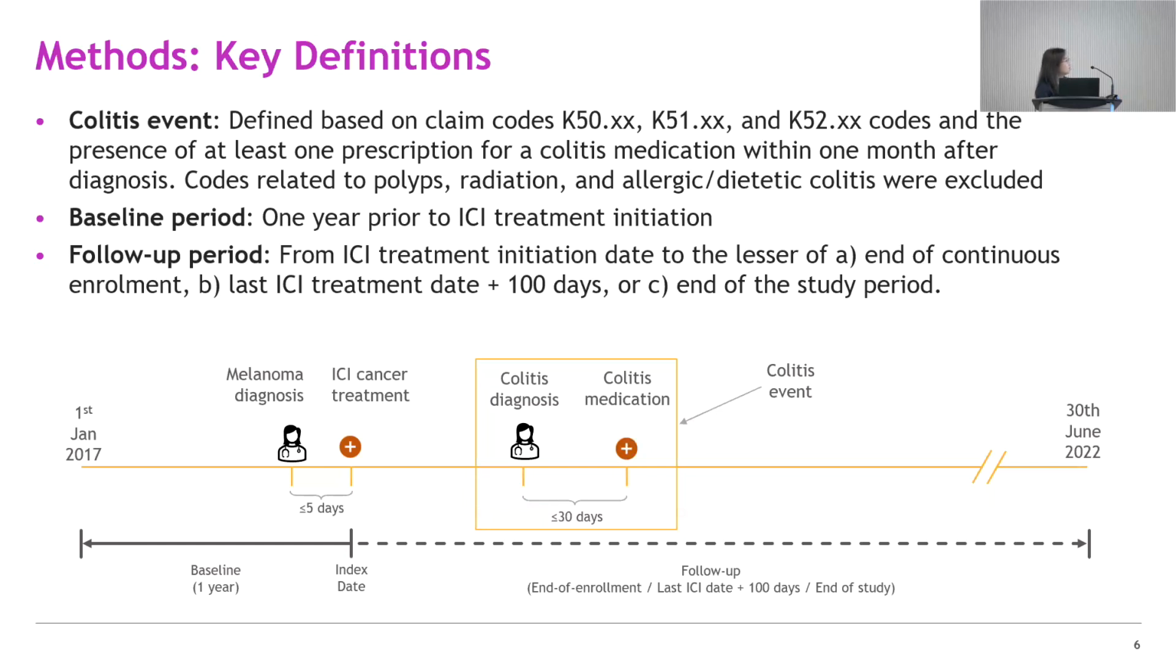The colitis events were identified during the follow-up period. We require patients to have both a colitis diagnosis and also the treatment. The treatment is required to be received within 30 days after colitis diagnosis. We also require patients to have at least a 1 year baseline period to capture the baseline characteristics, and exclude those patients who have a colitis diagnosis during the baseline period.